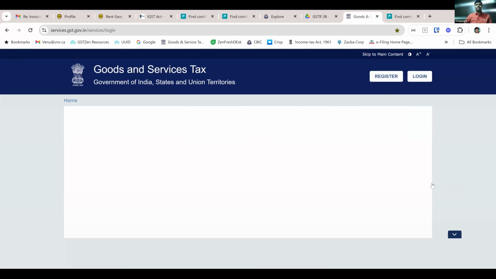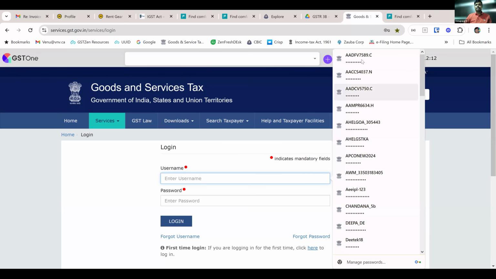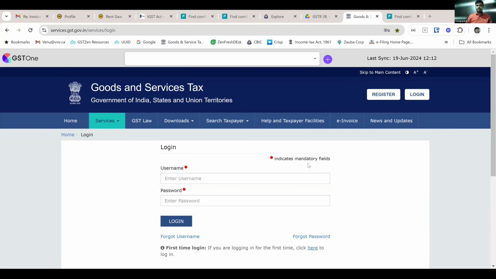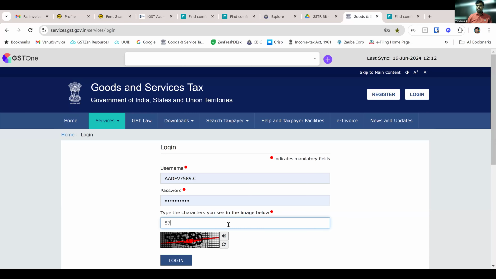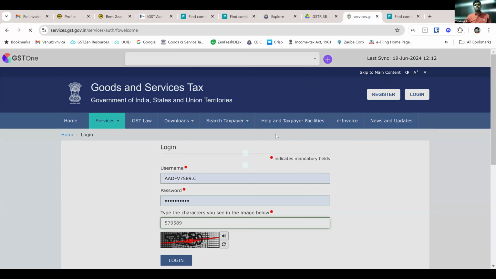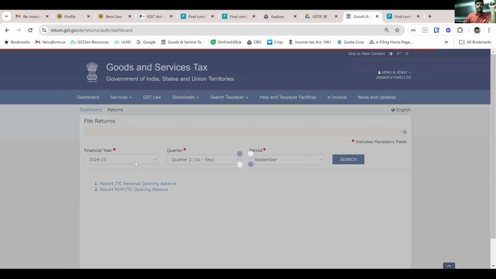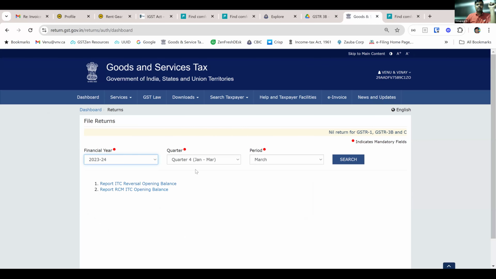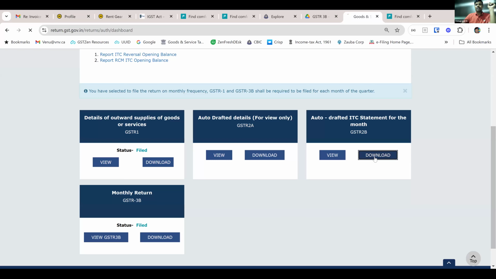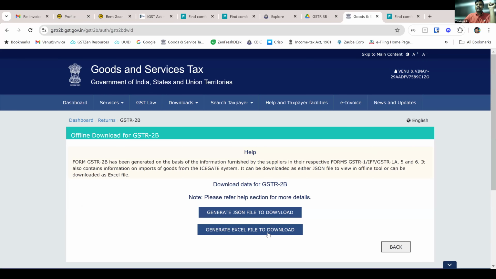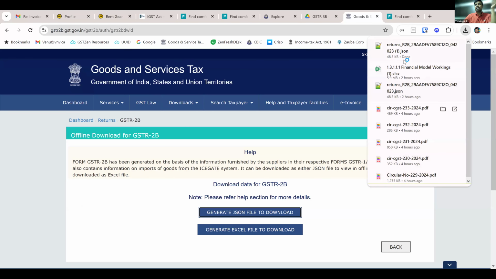So let me log in. You can go to your services, returns dashboard, and let me pick 2023-24. April, May, June, whatever. So you can look at GSTR 2B. You have the download button. You can download an Excel file or a JSON file. JSON is generally faster, so let me hit the download JSON file. So here is my returns data that has come.